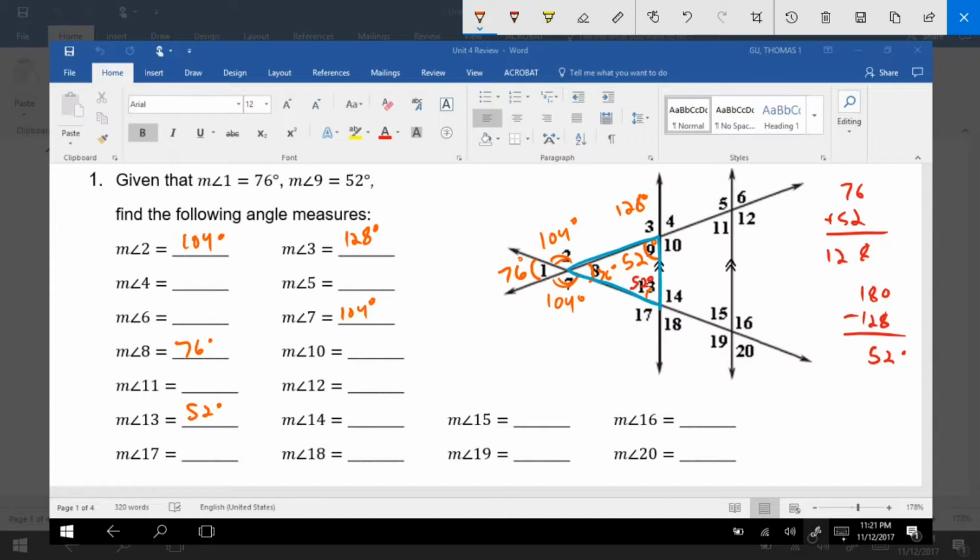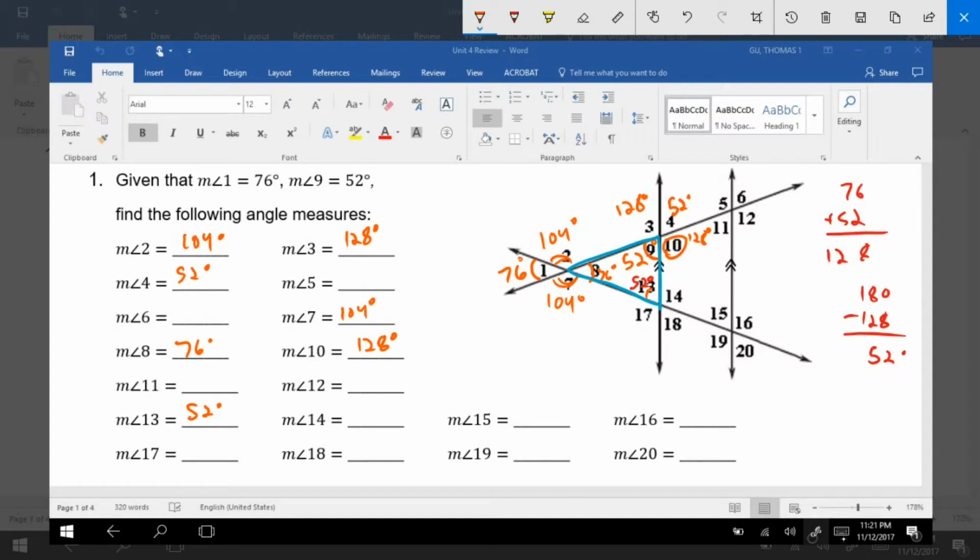Now look at angle 4. Angle 4 is a vertical angle with 9. So 4 is also going to be 52 degrees. Look at angle 10. That's right here. That is vertical angles with angle 3. That means it's the exact same. So it's 128 degrees. Now let's take a look down here at the bottom.